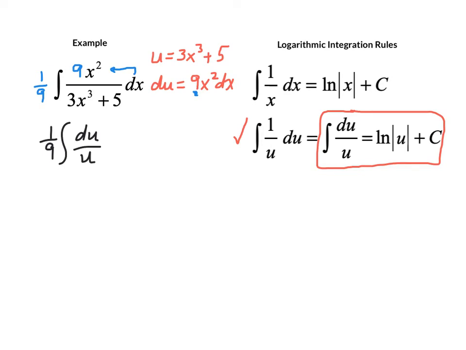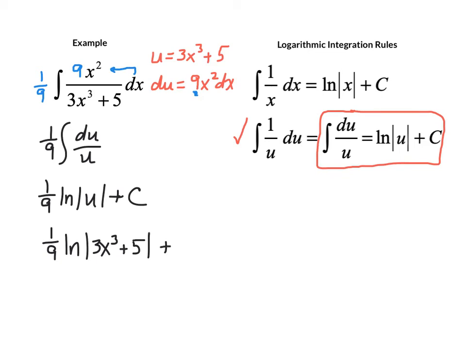So that's most of the work. Once you get there, then the antiderivative is always the same. It's the natural log of the absolute value of u. We have our constant multiple of 1/9 here. And then we would back substitute to get our antiderivative in x. That gives us 1/9 times the natural log of the absolute value of 3x to the third plus 5, plus c.